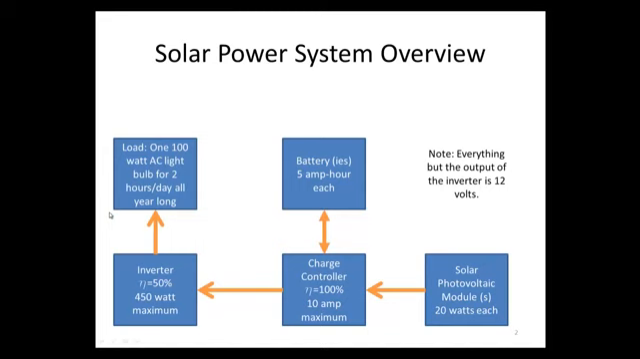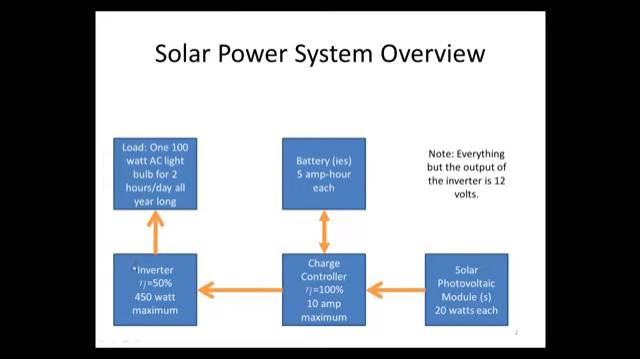The load is something like a light bulb or a fridge or anything that uses electricity. So you can think about anything you plug in your house. In this case, it's going to be plugged into the solar power system to be powered. So right now, in this example, we're going to be using a 100-watt AC light bulb, and we're going to be using it for 2 hours a day all year long.